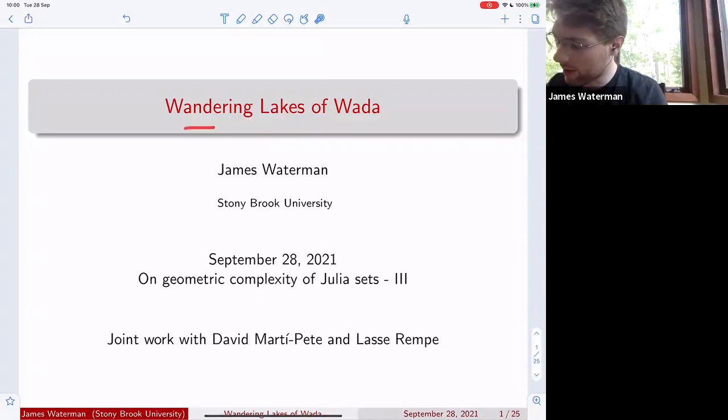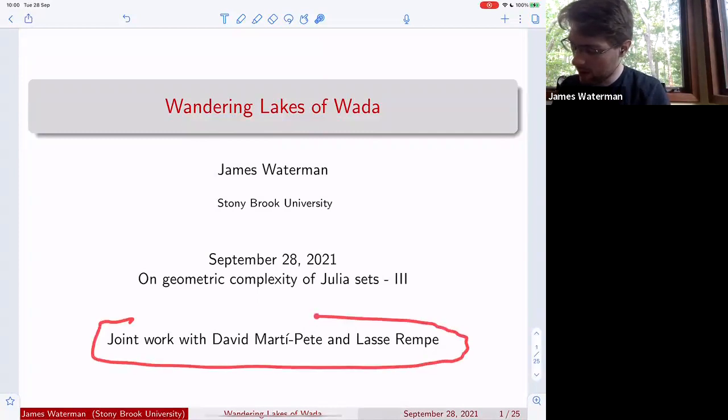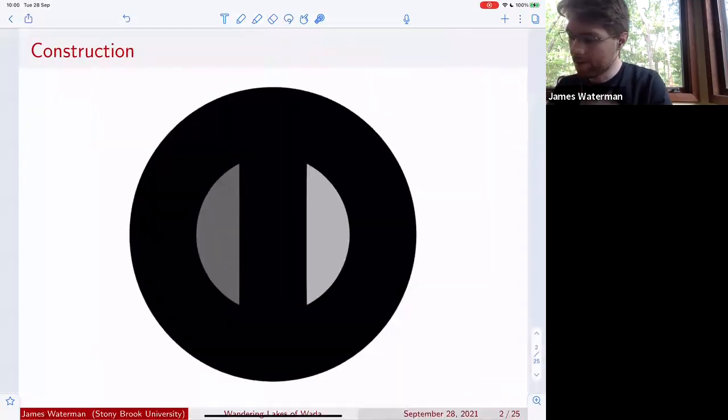I'll be talking about Wandering Lakes of Wada. In particular, this is joint work with David Martí-Pete and Lasse Rempe. So what are these lakes of Wada? The construction is generally as follows.